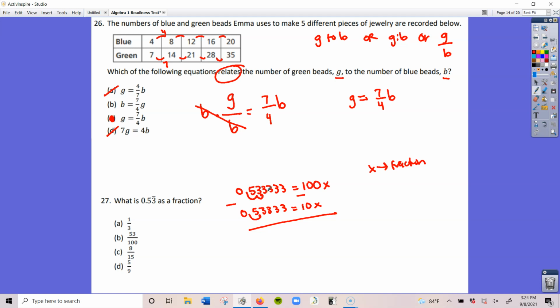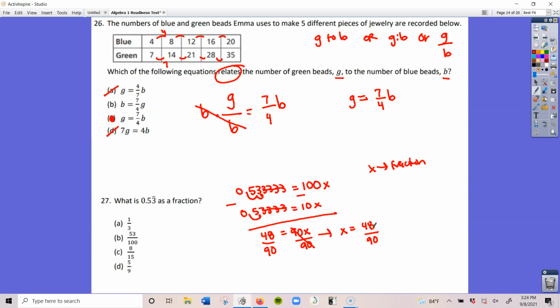So we have 53.3333 minus 5.3333. So all of these repeating 3's, when I subtract them, would cancel out. So we're going to do 53 minus 5, which is 48. And that's going to equal 100x minus 10x, which is 90x. This is starting to look a little better. To solve for my fraction, we're going to divide by 90 to the other side. So x is going to equal 48 over 90, which is not an option here, so we have to simplify that.